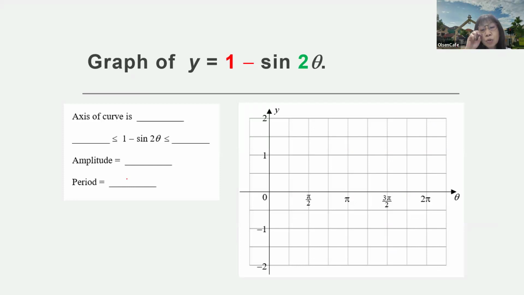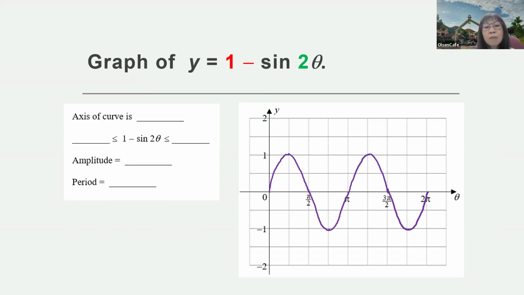We have y equals 1 minus sine 2 theta. Over here, you notice that there is a negative sign. So to do that, we will go by the basic sine graph that I have. I know I get 2 complete cycles, which I have covered earlier on. Now, what happens when there is a negative sign in front?